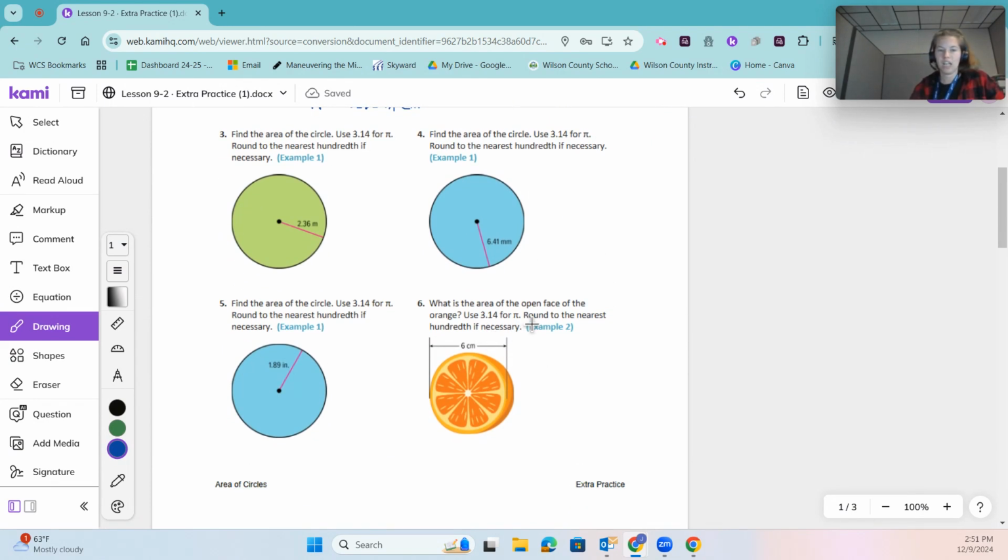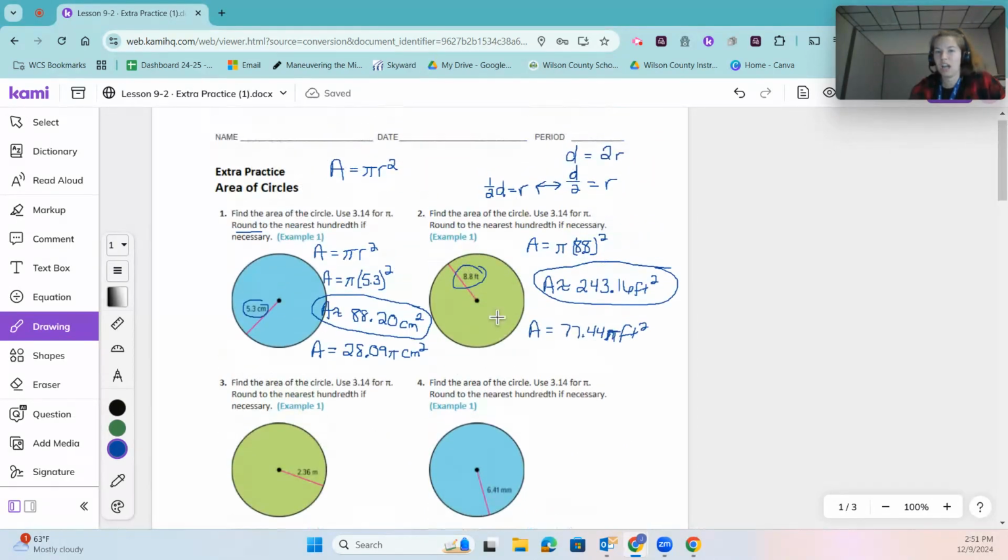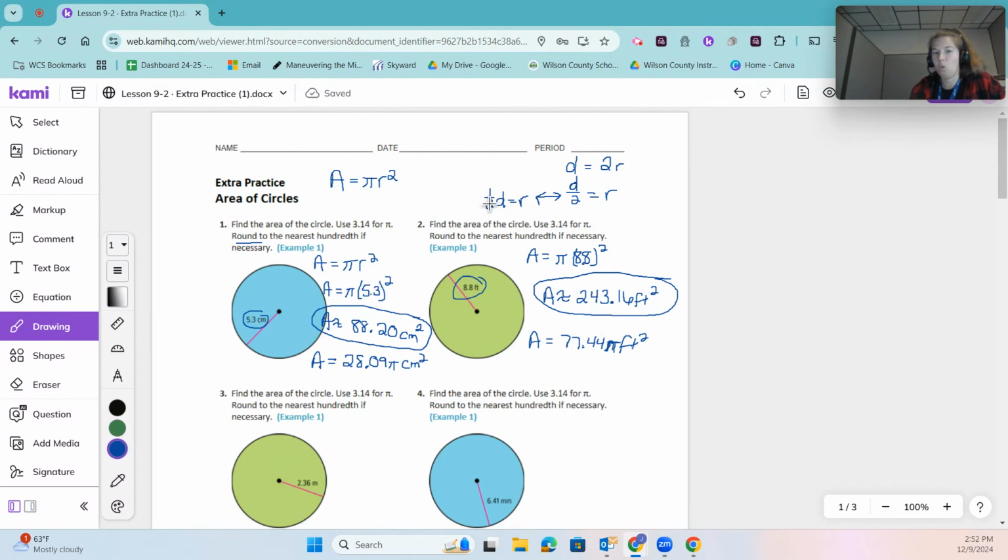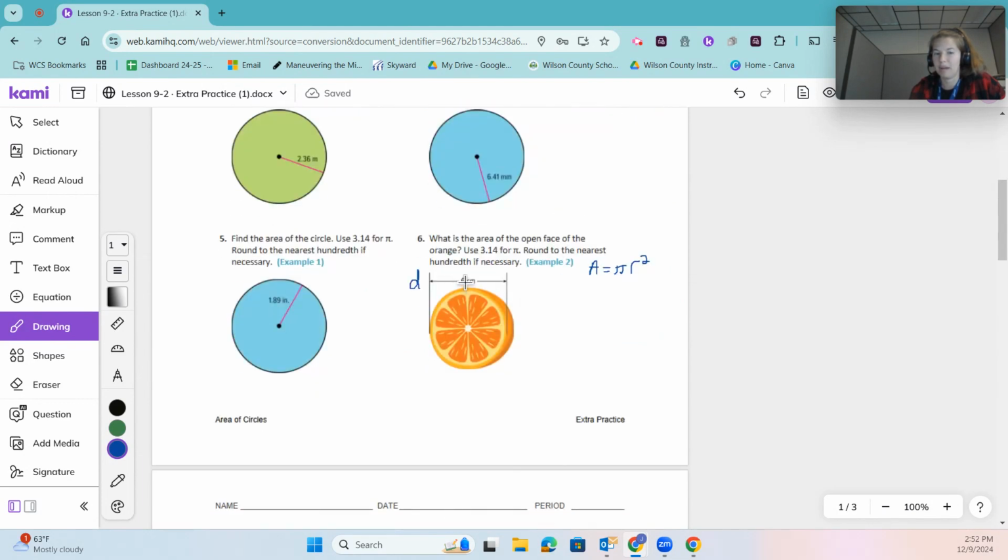Now, number 6 down here, notice it gives you the distance across the entire figure here, which means it's giving you the diameter. Our formula for area is pi times the radius squared. So before you can use this formula, we have to first find radius. Again, I wrote it at the top, we take 1/2 of the diameter in order to find that radius. So we're going to divide it by 2. 6 divided by 2 is 3, which means my radius is 3. So area equals pi times 3 squared.